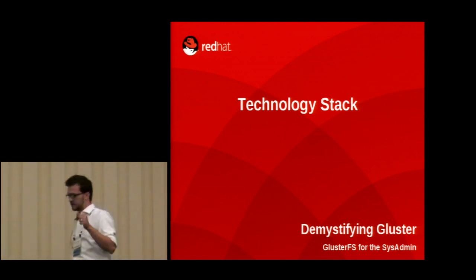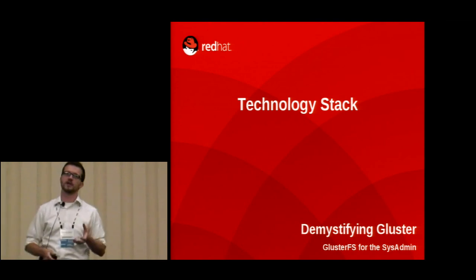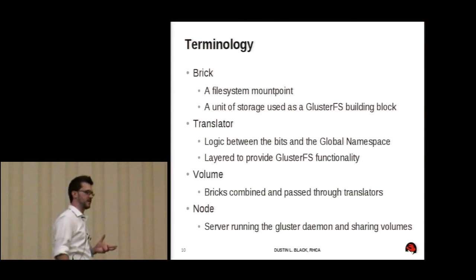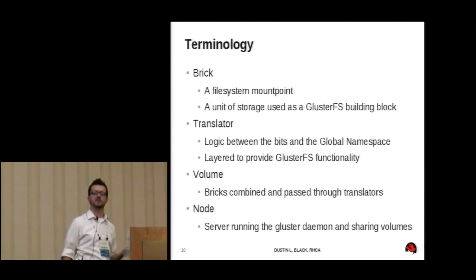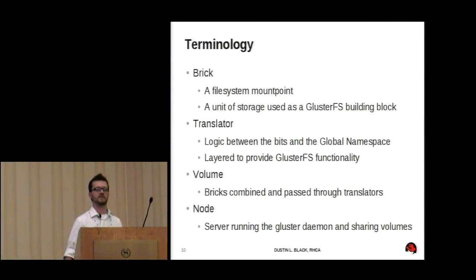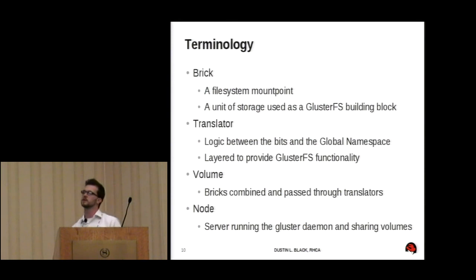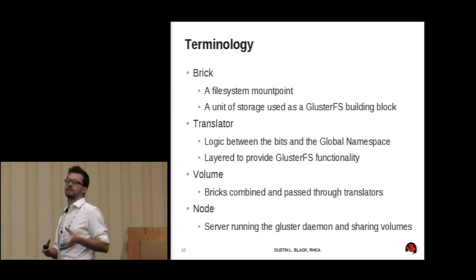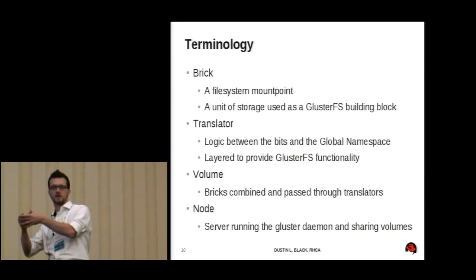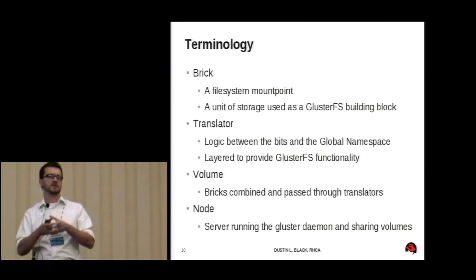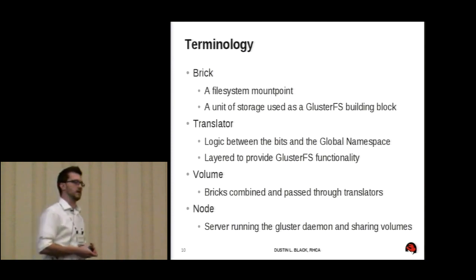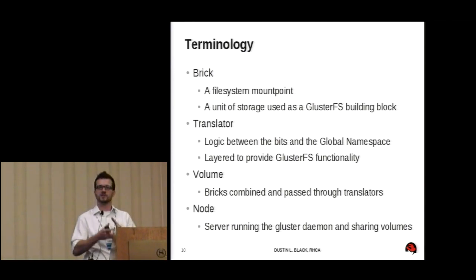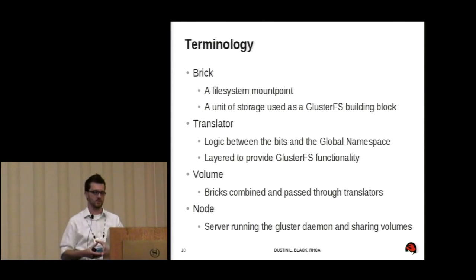The technology stack. We'll just take a look here at how this is built up. A quick little bit of terminology. Some of these things you've probably heard passed around, but we want to put in some definitions real quick so that everybody has a good understanding. A brick is what we're going to refer to as a file system mount point that Gluster is going to use as a place to store its data. That term gets tossed around a lot with Gluster, but it's really that simple. It's just a file system that we've told Gluster to use.